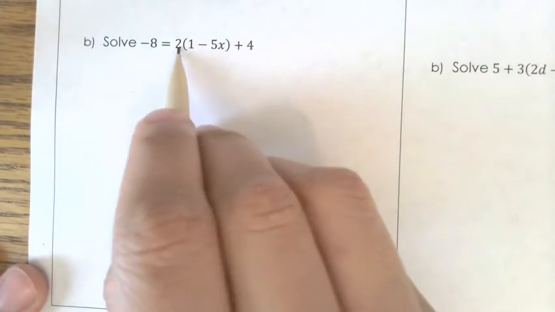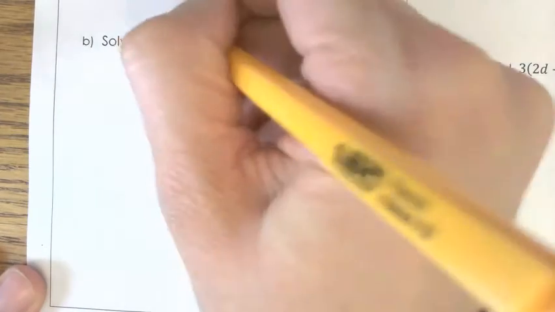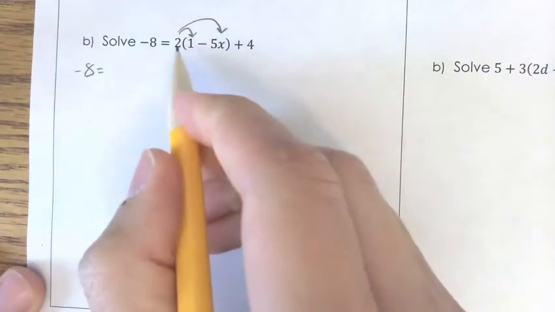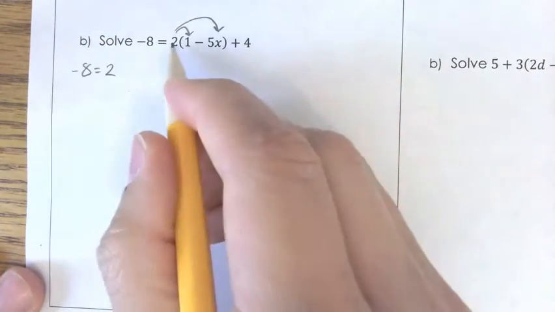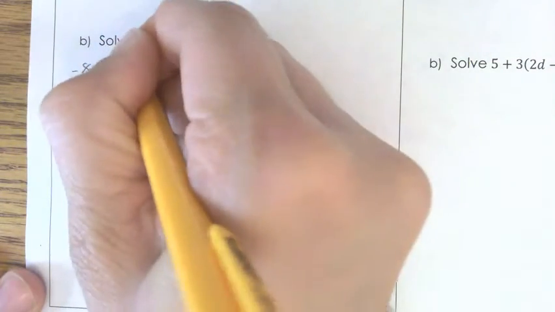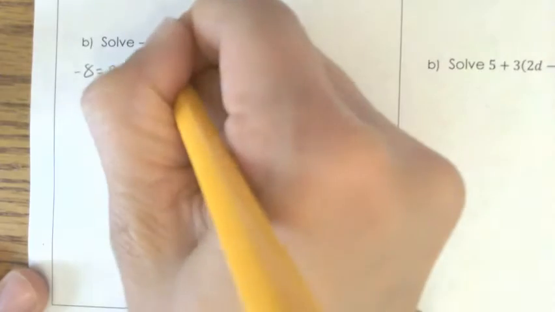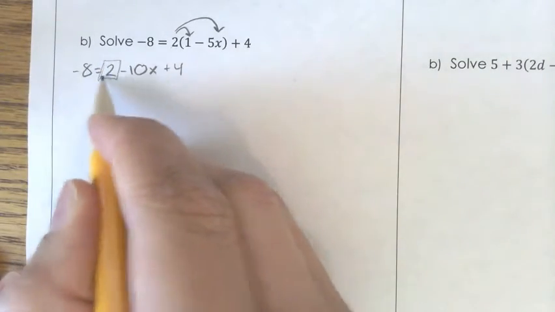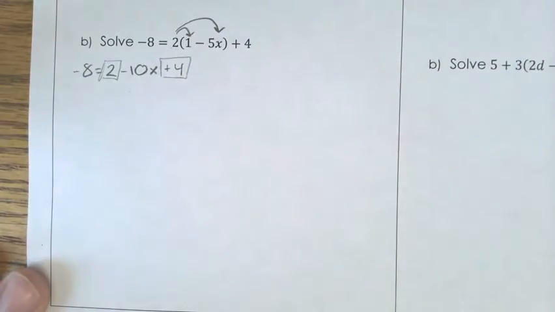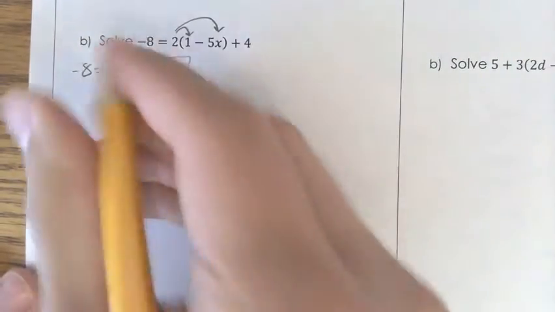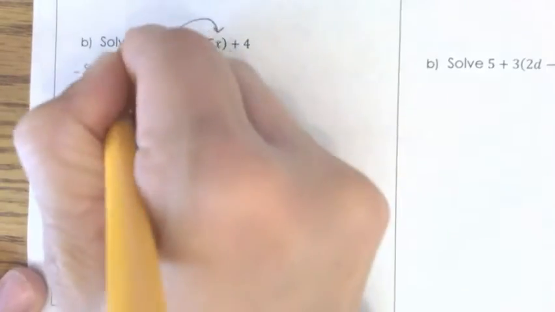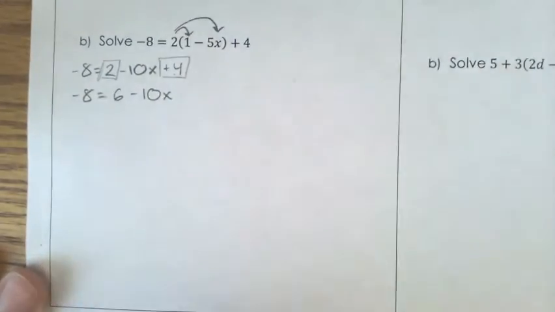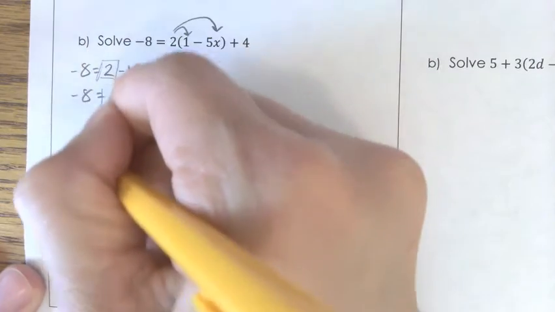So here I notice I have a number in front of the parentheses, meaning I could use the distributive property to simplify. So I have -8. 2 multiplied by 1 would be 2. 2 multiplied by -5x would be -10x or -10x plus 4. Oh, now I see I also have like terms. So I need to do that to simplify it as well. 2 plus 4, that's going to be 6 minus 10x. Now the equation is simplified. And I can circle my variable, draw my wall.